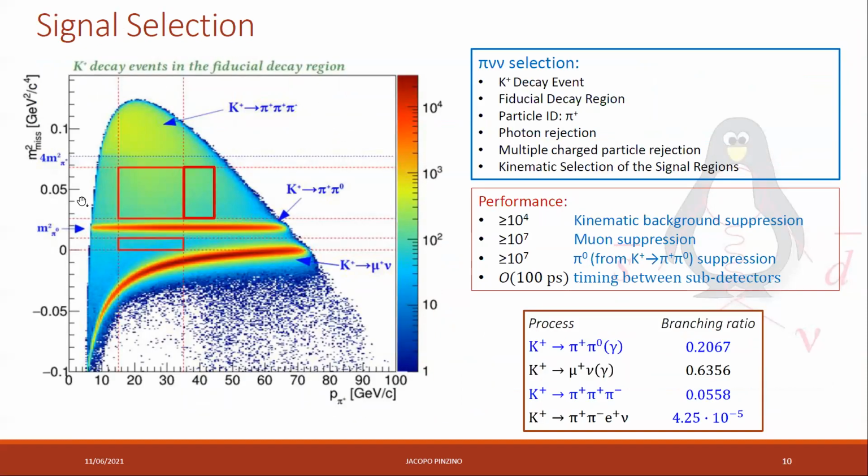Here you can see a histogram of missing mass versus momentum of the pion. You can see the main backgrounds, for example here the K plus to mu plus neutrino, here the peak of π+π0, and the area of three pion. Here is the first region of the signal, between 15 and 35 GeV, and above it is the second region of the signal, from 15 to 45. Up to 2017, the second region was also between 15 and 35. Now it goes up to 45.